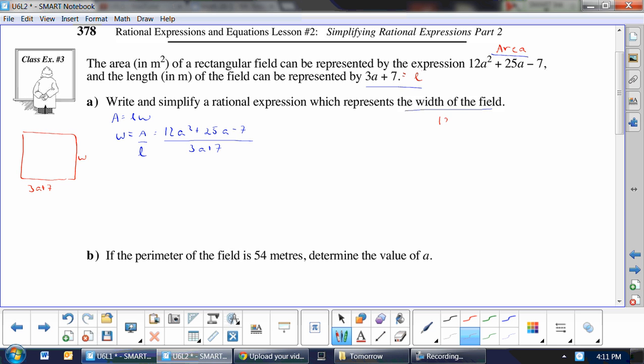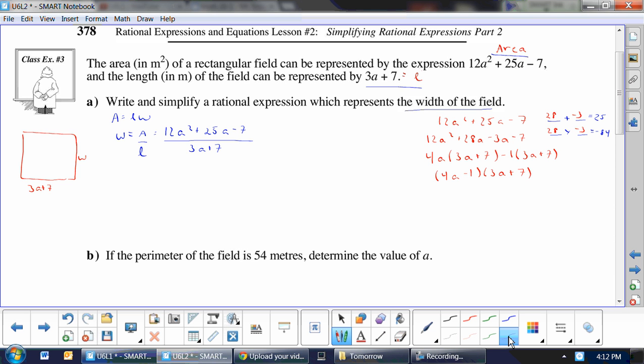12a squared plus 25a minus 7, that's a type 2 factoring problem. So what plus what is equal to 25, and what times what is equal to negative 84? We find that our two factors are 28 and negative 3. So we have 12a squared plus 28a minus 3a minus 7. Here we can pull out a factor of 4a, which gives us 3a plus 7, and then a factor of negative 1, 3a plus 7. So our two factors in our numerator are 4a minus 1 and 3a plus 7.